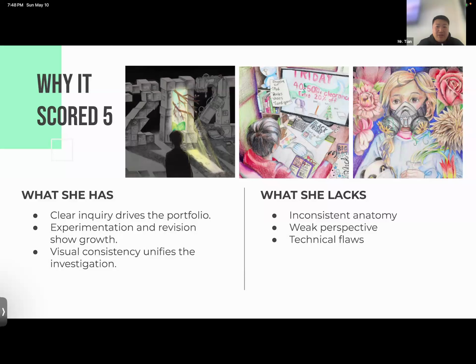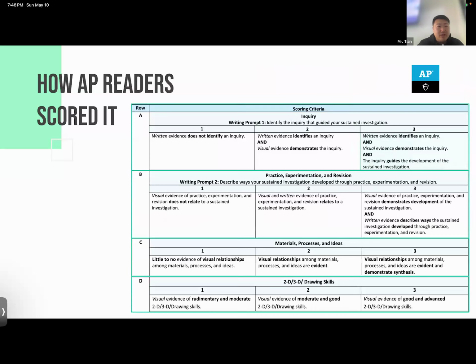However, this portfolio had three major strengths. First, the inquiry is very clear. Every artwork connects back to the main idea about life during the pandemic. Second, the student shows continued experimentation and revision, so we can see the idea growing and changing over time. And third, the whole portfolio feels visually connected. The color, the indoor space, the technology elements, and the emotions all work together as one investigation. So even though the drawing skills are not the strongest, the concept and the communication are very successful. Okay, we can go to the next page.